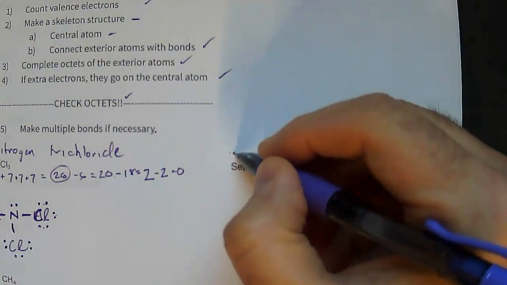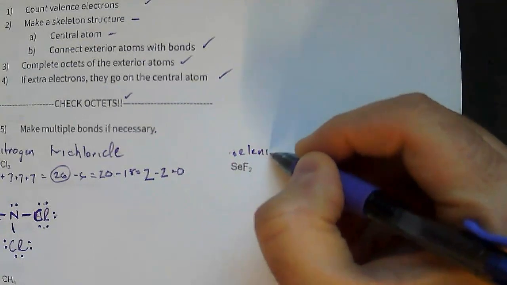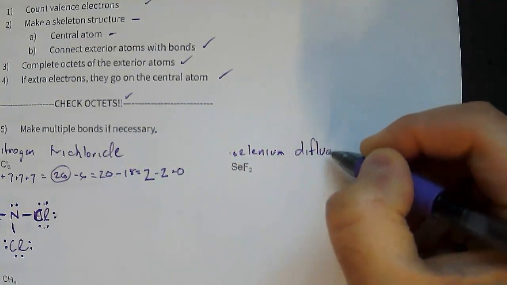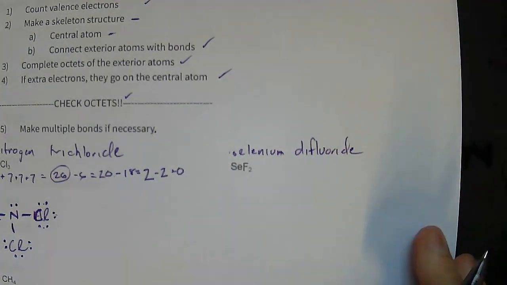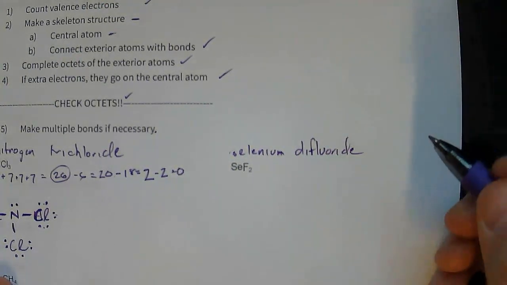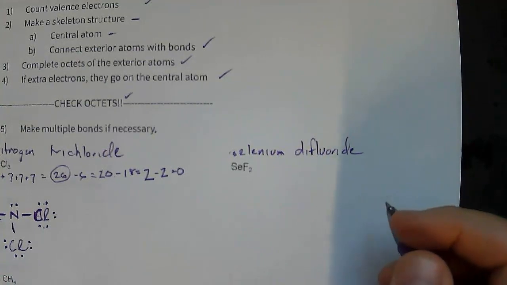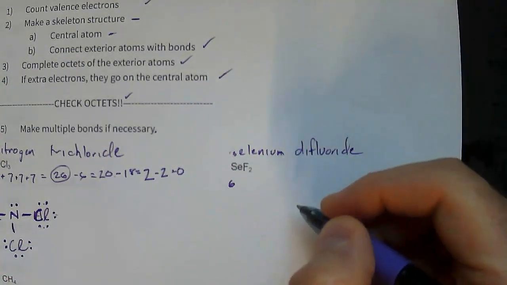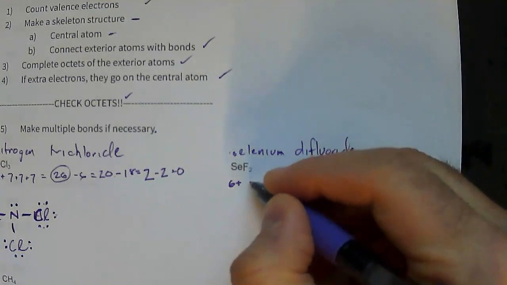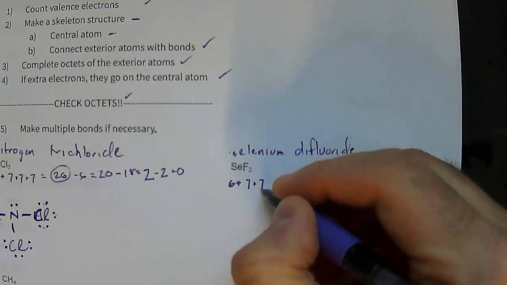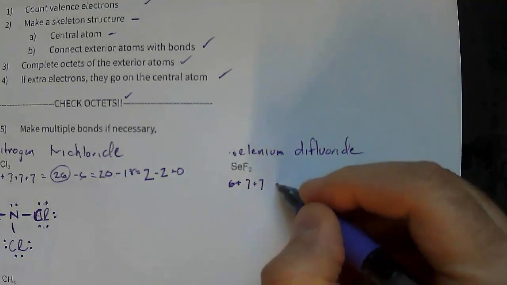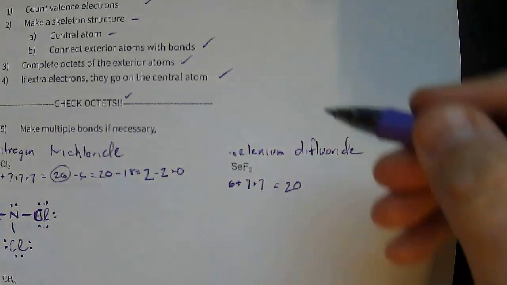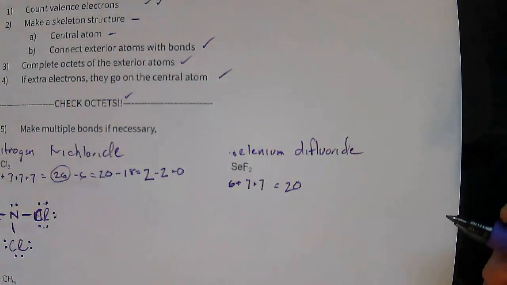And again, this is selenium difluoride if we wanted to name it. But let's come up with the Lewis structure. Selenium has 6 valence electrons, plus fluorine has 7, and there are 2 of them, so we're going to add 7 twice. So that's going to be 20 electrons that we have to deal with. So we've counted valence electrons.